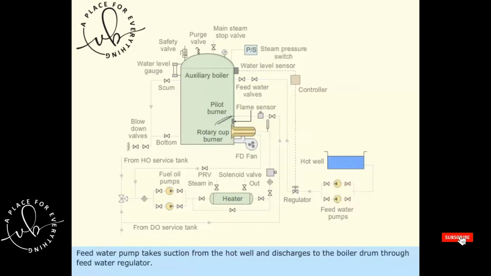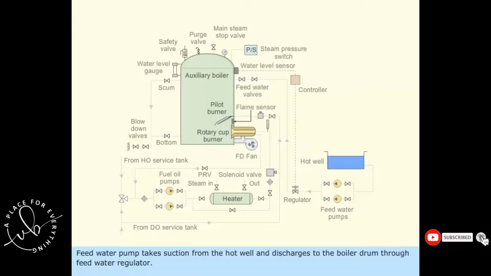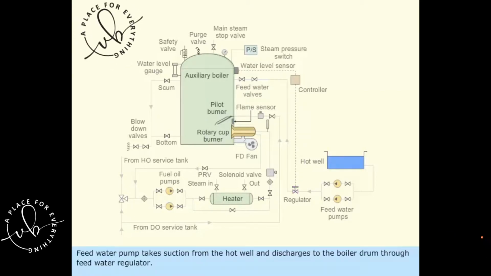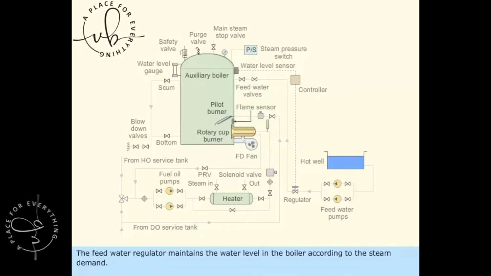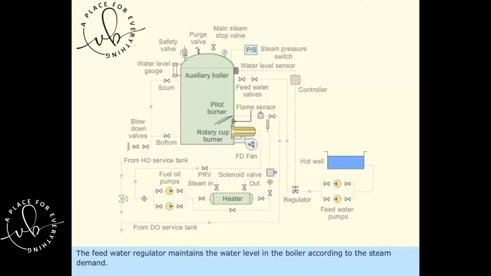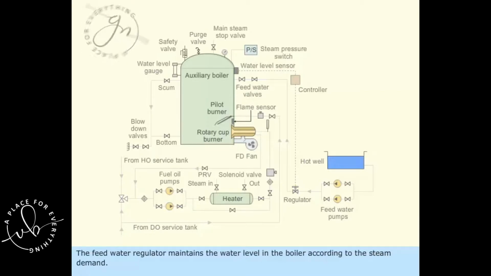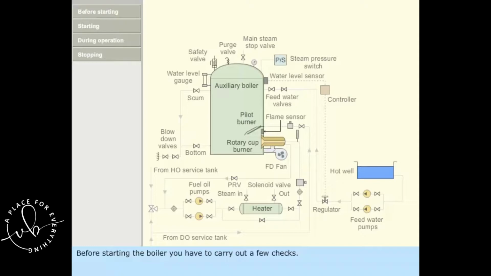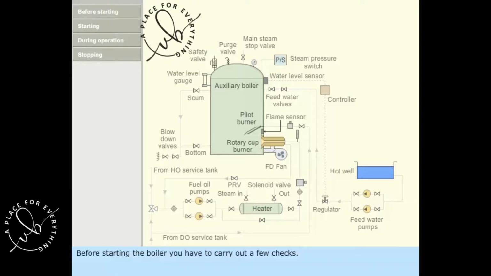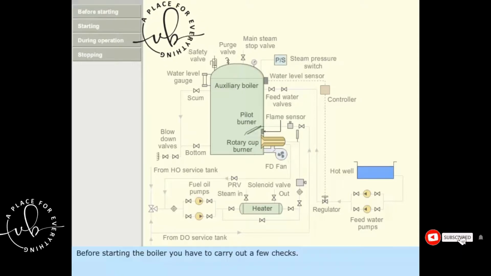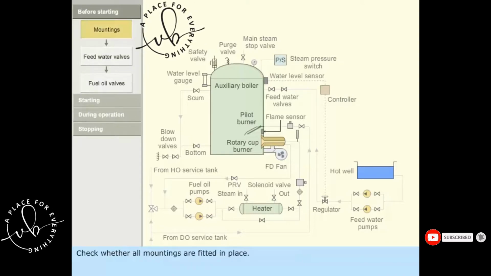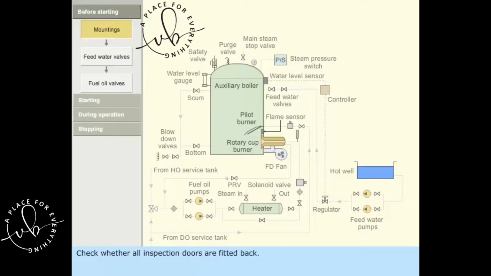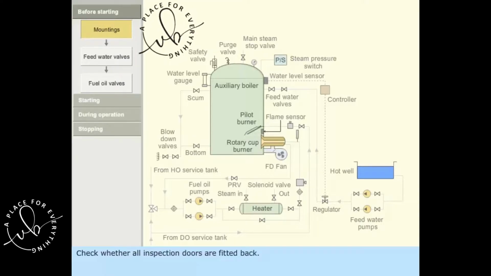The feed water pump takes suction from the hot well and discharges to the boiler drum through the feed water regulator. The feed water regulator maintains the water level in the boiler according to the steam demand. Before starting the boiler, you have to carry out a few checks. Check whether all mountings are fitted in place. Check whether all inspection doors are fitted back.